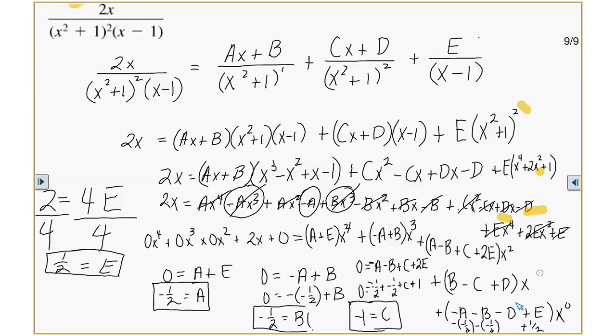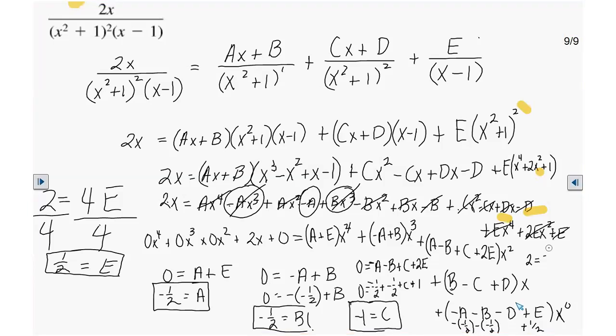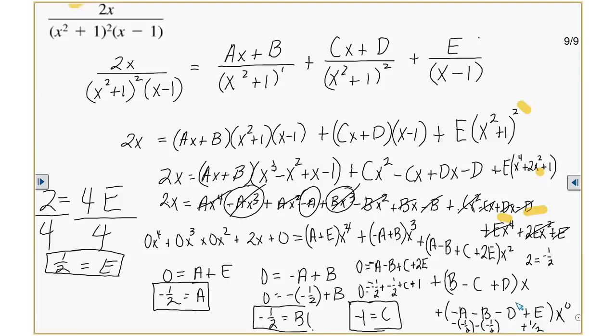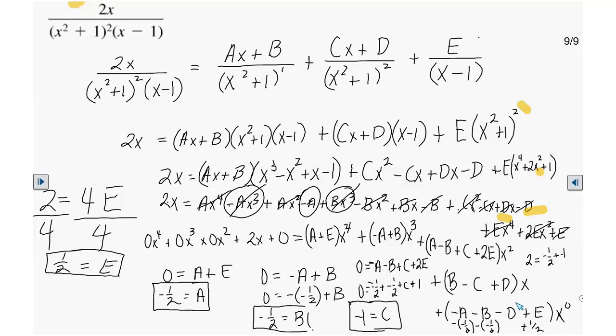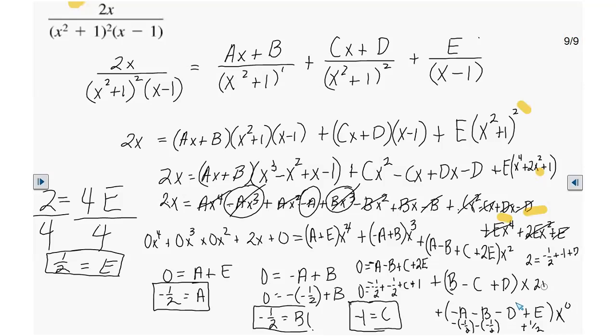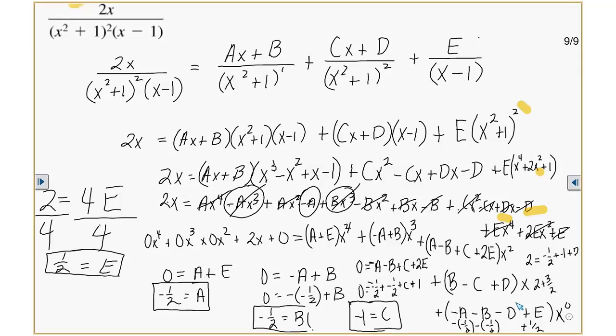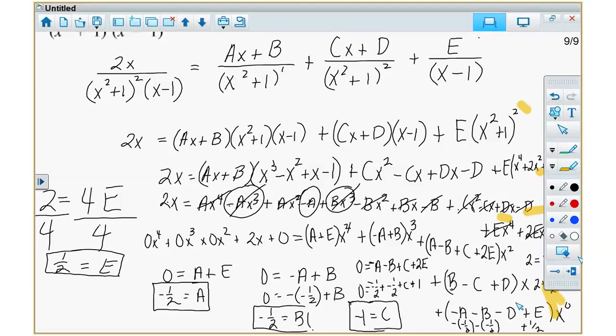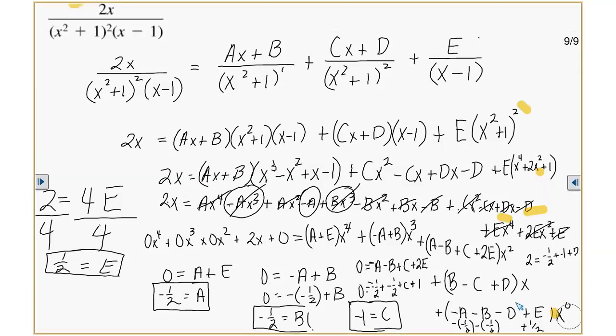So b, or 2, is equal to, b is negative 1/2, c is negative 1, and d is what we're finding. So that's going to be negative 2/2, so that's negative 3/2. Bring 3/2 over, that's 2 plus 3/2 is going to be 5/2. Checking to make sure the 5/2 is D. D is 1. Okay, I got a sign wrong. Let me check my signs.